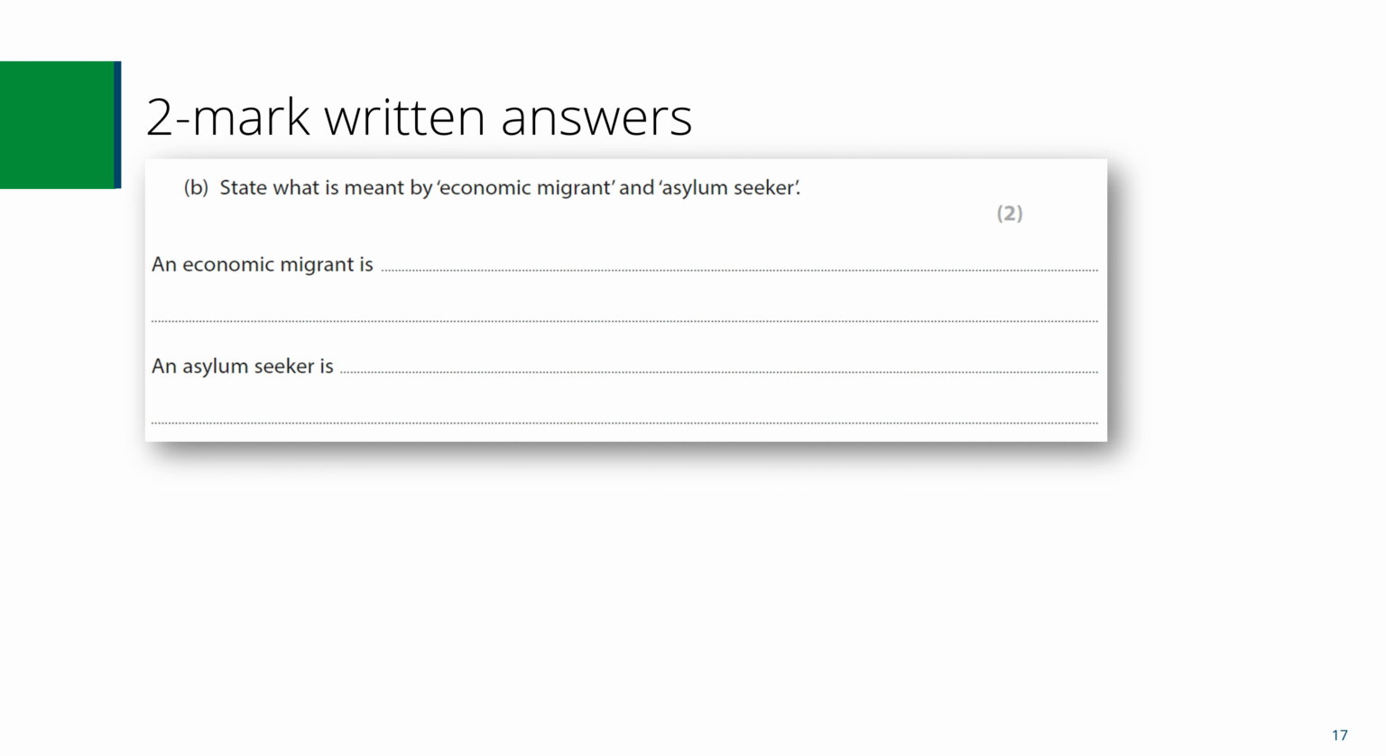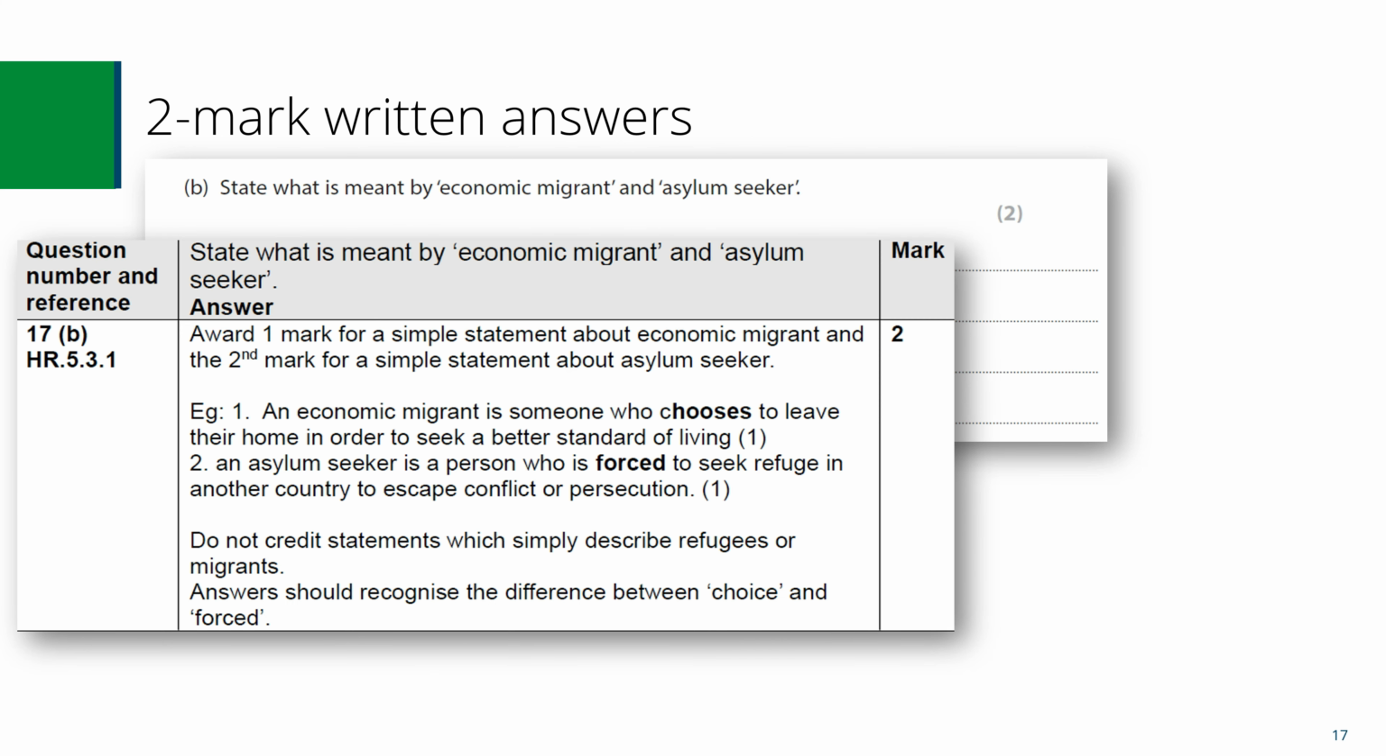Here's another example of a 2-mark question that is testing breadth of knowledge by asking students to do 2 different things, each of which will be awarded 1 mark. In this case, they were invited to define economic migrant and to define asylum seeker. These are 2 key ideas that appear within their course.